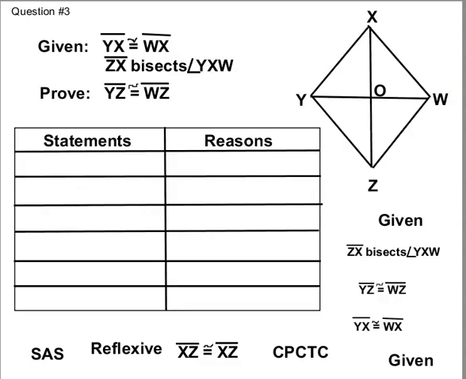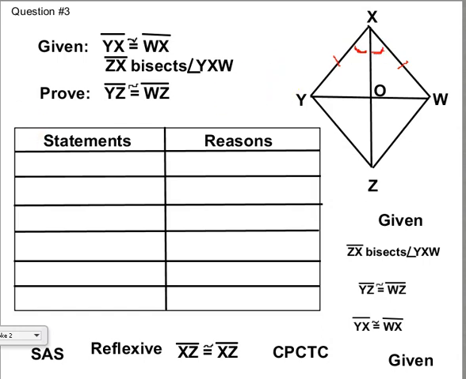Question number 3 is going to be another proof, and it's going to involve angle bisectors. Now, it's not going to look like this, but it gives you the idea. And again, it's going to be using CPCTC. So, we are given that YX is congruent to WX, and we're also given that ZX bisects angle YXW, which is an angle bisector. So those are the two pieces of information they give us.